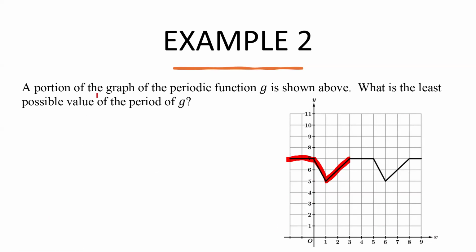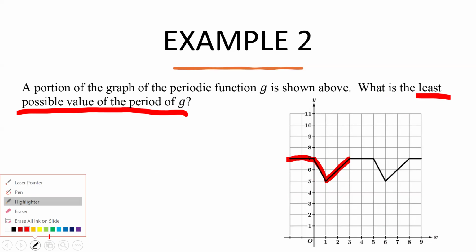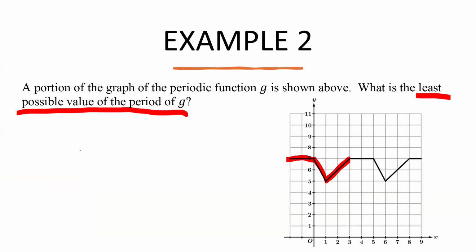Okay, so when it says, what is the least possible value, that's asking how long is it? So what is your period for g? How long does it take for that pattern? 5. So our period equals 5. Yes? You see it? We started here at -2 and it stops at 3. Literally, how many units apart are -2 and 3?